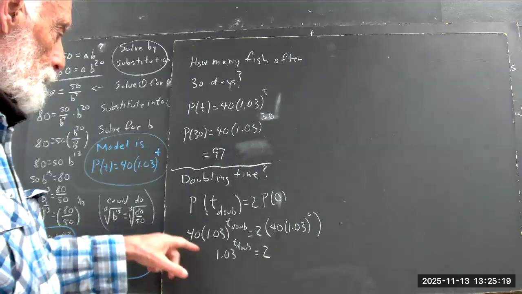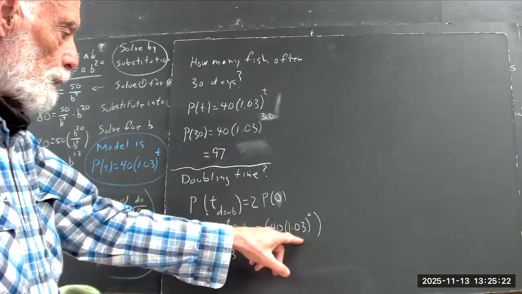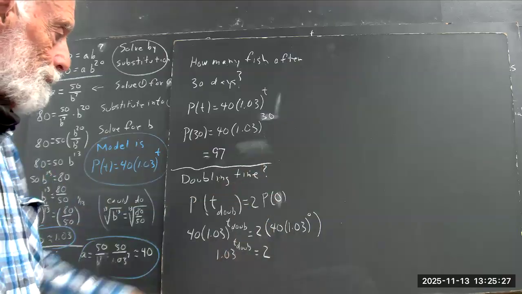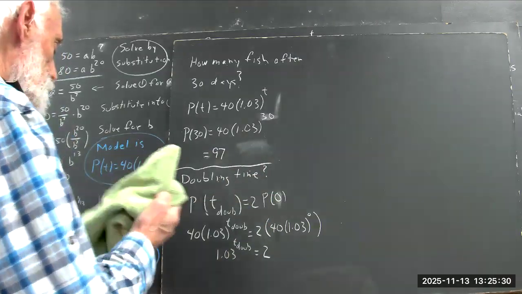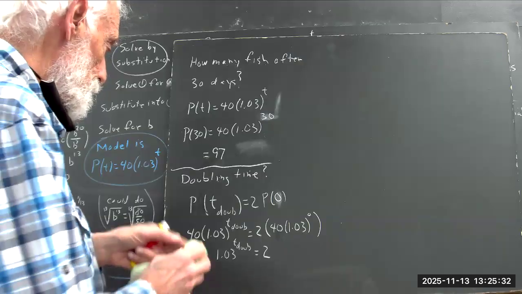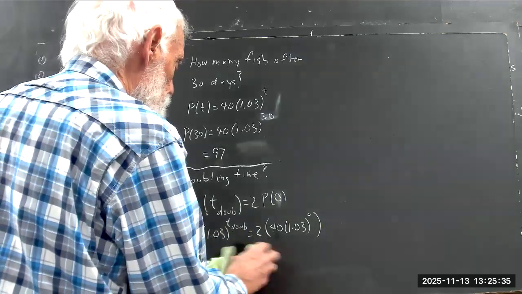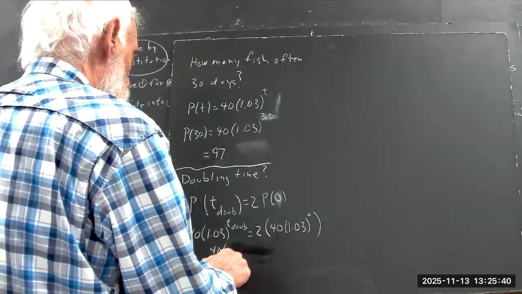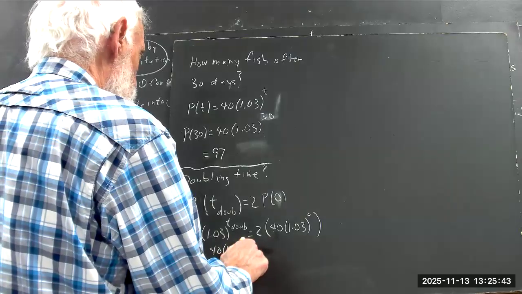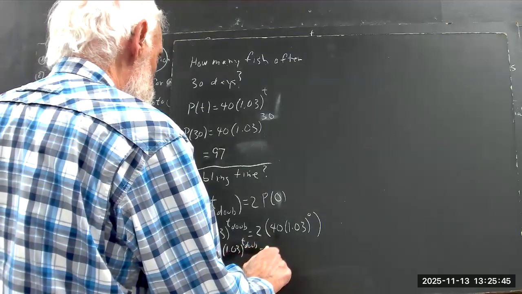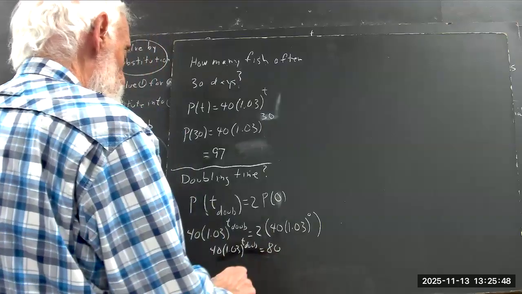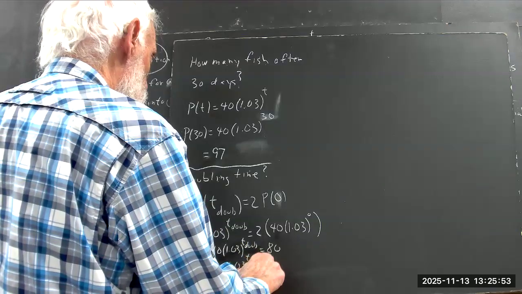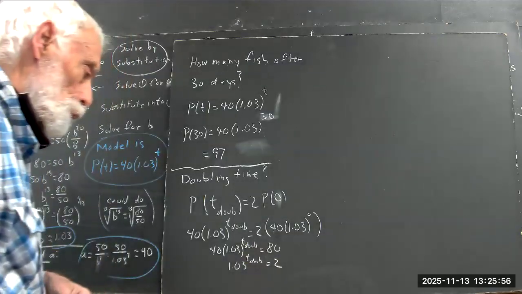Now, how do we get that? Well, 40 divides 40, and 1.03 to the 0 is 1. If we just simplify this side, we get 80. And maybe I better do that. Not everybody can necessarily see the step. We get 40 times 1.03 to the T dub equals 80. So 1.03 to the T dub equals 2.